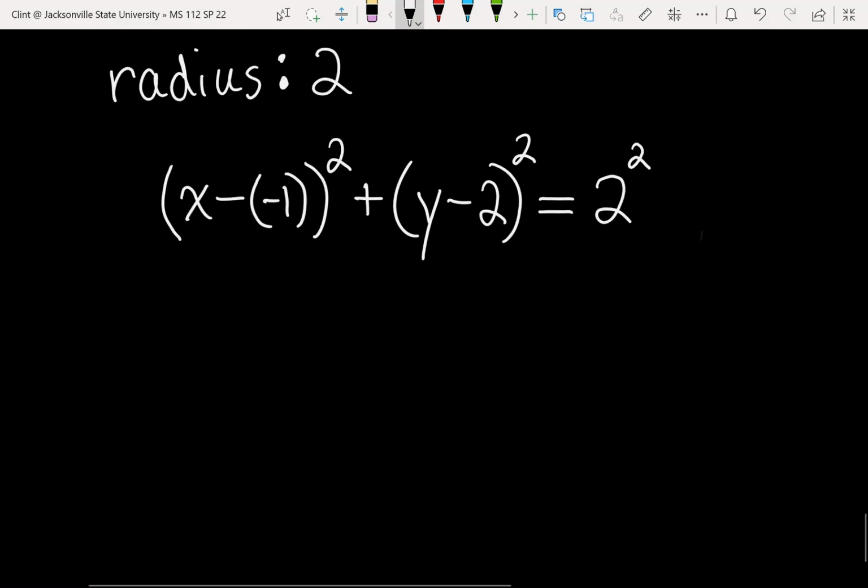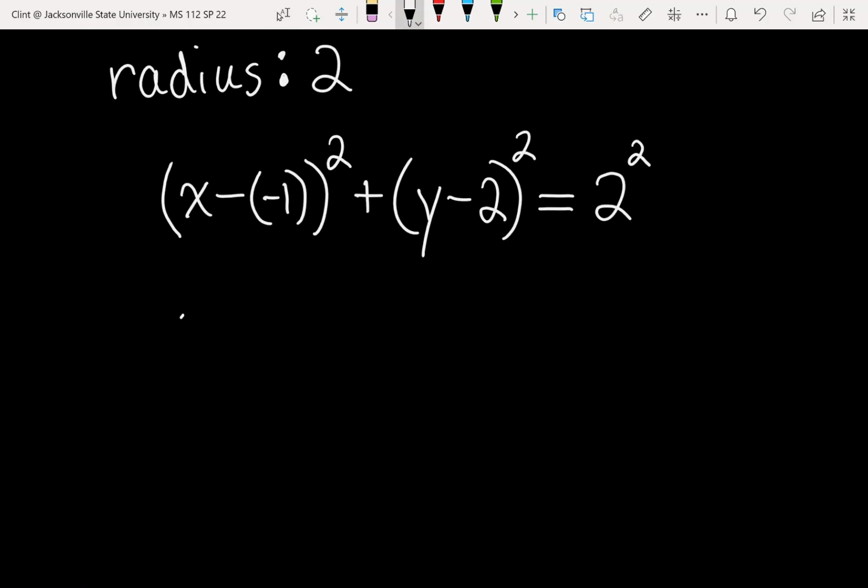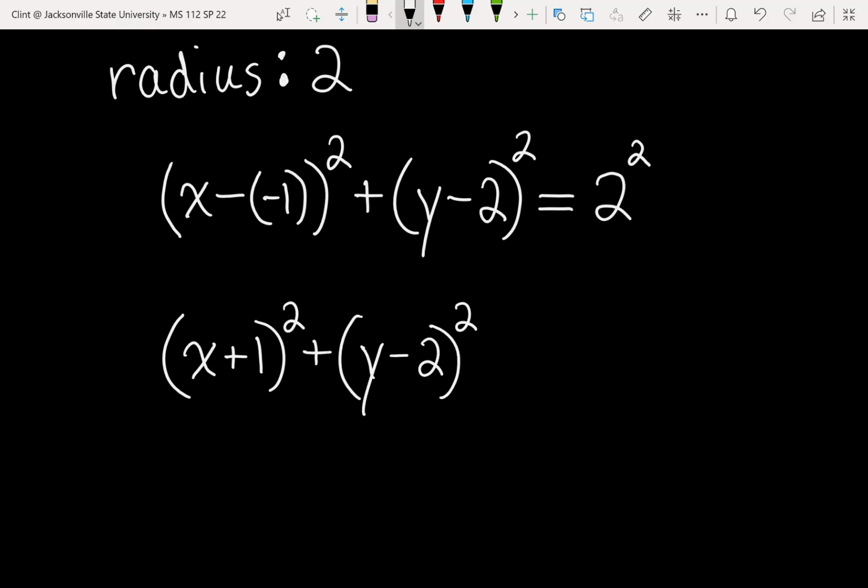And this one we can clean up a little bit. Instead of having the double negative, we can write it x plus 1. And then we might as well, 2 squared is 4.